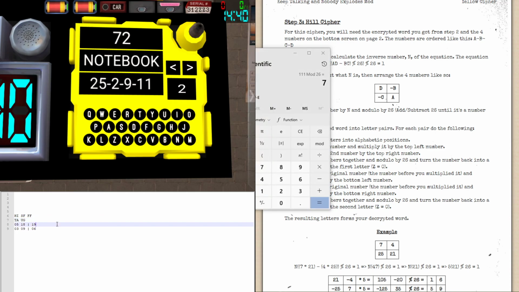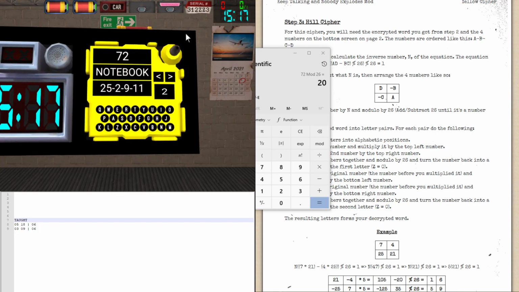And then on to our next one. So this is F and F. So this is going to be 6 and 6. So it's going to be 5 times 6 plus 18 times 6. 138 modulo 26 gives us 8, which is an H. Then 3 times 6 plus 9 times 6 gives us 72, modulo 26 gives us 20. That's a T. And that will give us our decrypted word of taught.